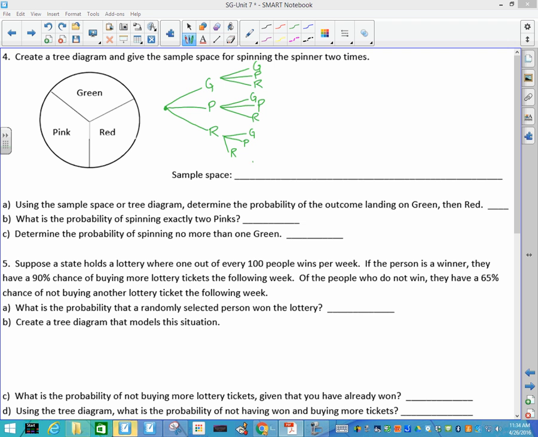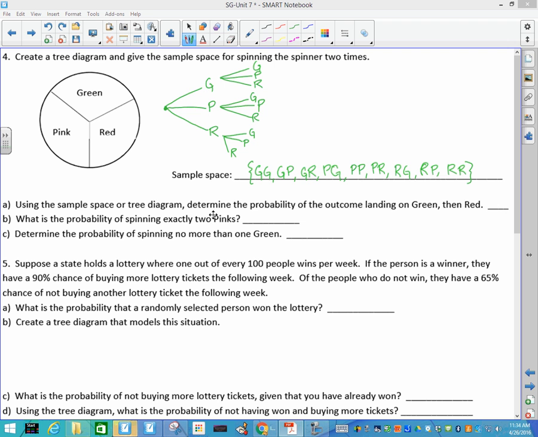So give the sample space. Your sample space would be green-green, green-pink, green-red, pink-green, pink-pink, pink-red, red-green, red-pink, and red-red. So how many are that? Is that 1, 2, 3, 4, 5, 6, 7, 8, 9. So that makes sense because 3 times 3 is 9. That's how many possible outcomes we have.